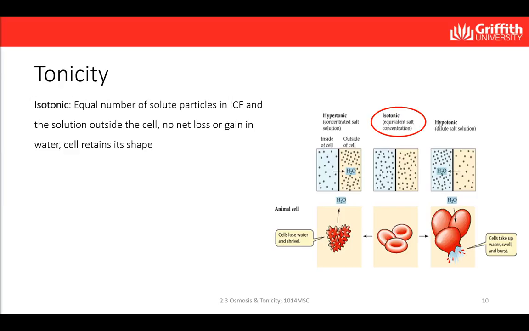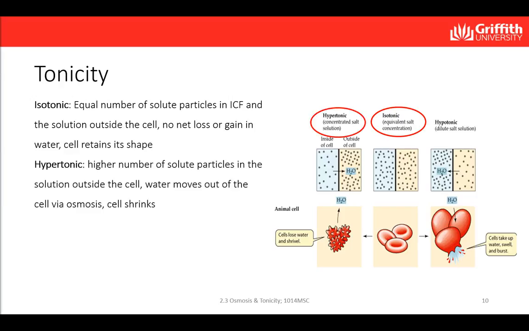It's important that cells maintain their shape and volume in order to function properly. Isotonic solutions have equal numbers of solute particles in the intracellular fluid as outside the cell. Cells exposed to isotonic solutions retain their normal shape and exhibit no net loss or gain of water. The extracellular fluid, and most solutions that are given intravenously, such as normal saline, are all isotonic.